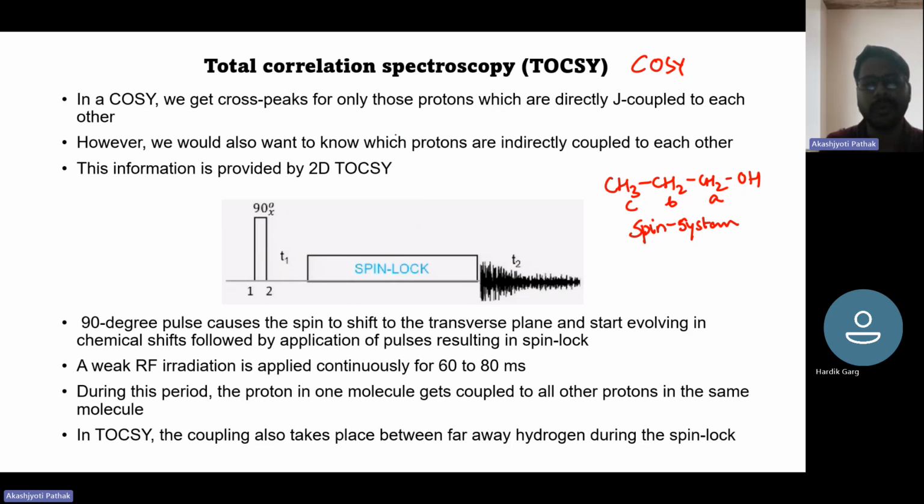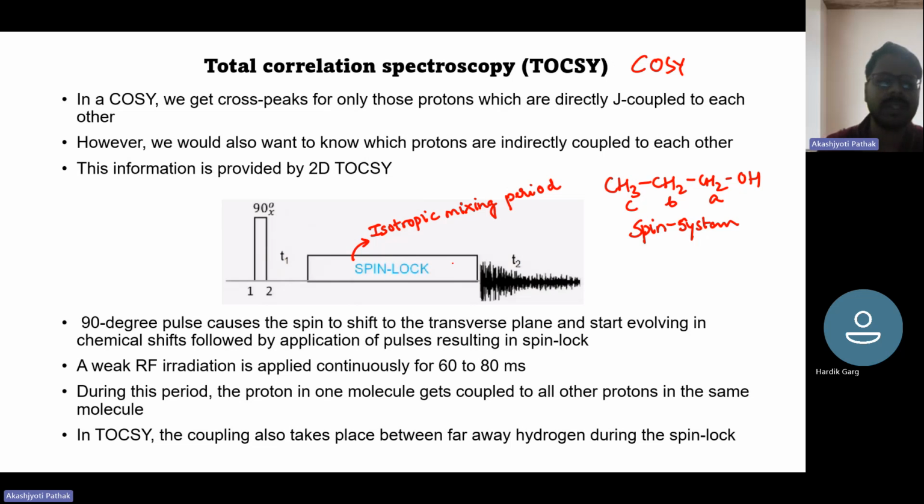If we want to know which protons are indirectly coupled to each other, then we perform the 2D total correlation spectroscopy experiment. This is the pulse sequence of a 2D TOCSY experiment. It has a 90-degree X pulse, followed by a small t1 evolution time period, and then a spin lock. This is a spin lock period, also called the isotropic mixing period. And then there is the detection period t2.